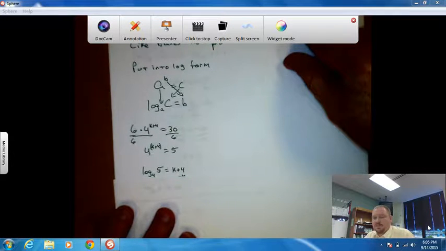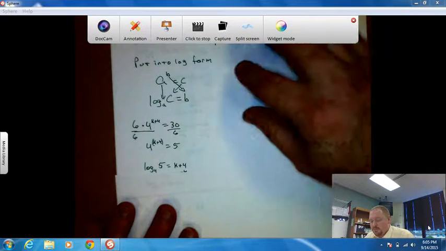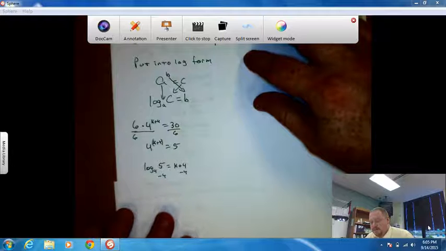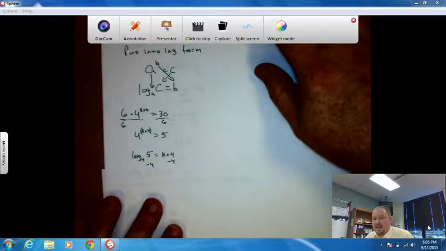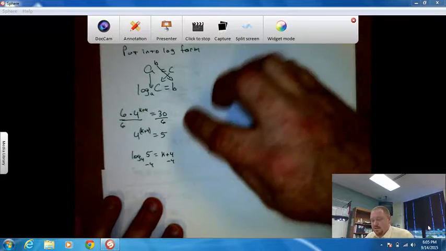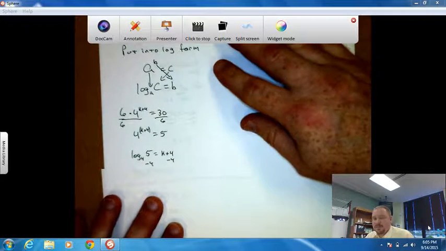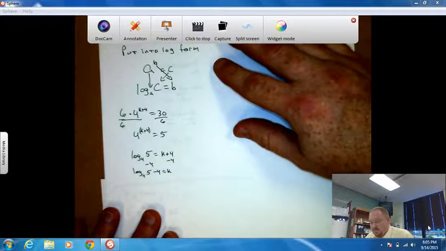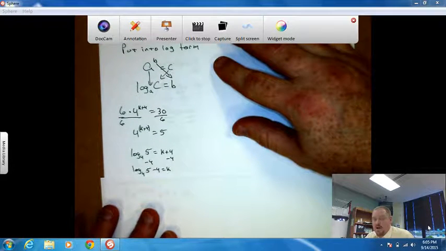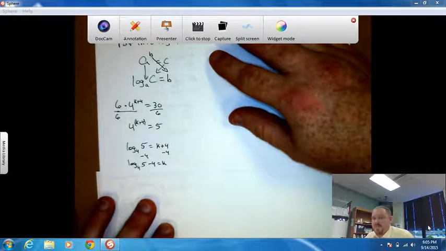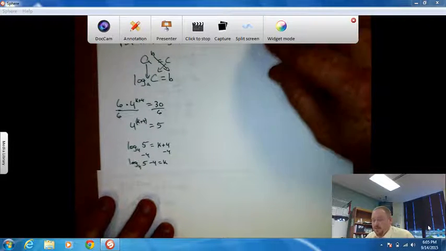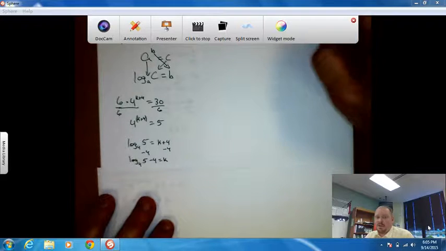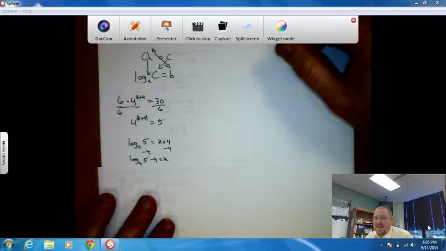So now I just solve it like I would a typical equation. I'm just going to subtract 4 from both sides. Now, remember, you cannot touch what's inside a log. So log base 4 of 5 minus 4 equals k. The 5 is inside the logarithm. The minus 4 is not, so we cannot touch it.